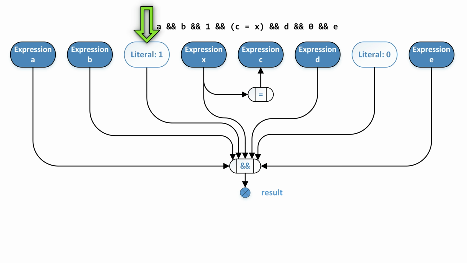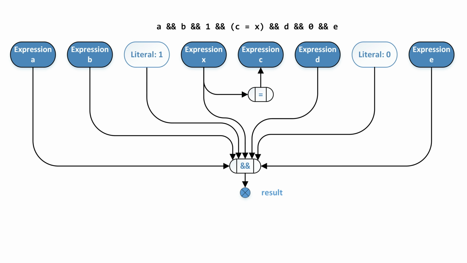X is stored into C. If the result is 0, the process stops and the AND evaluates into 0. Otherwise, D is checked. If it is 0, the process stops and the AND evaluates into 0. Well, 0 is 0, so the process stops and the AND evaluates into 0. There are two observations to be made here.